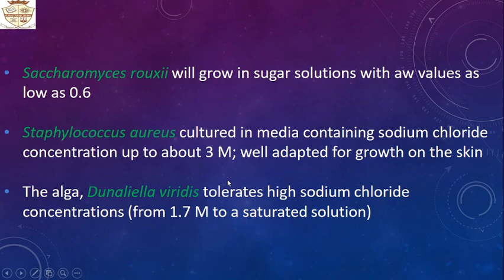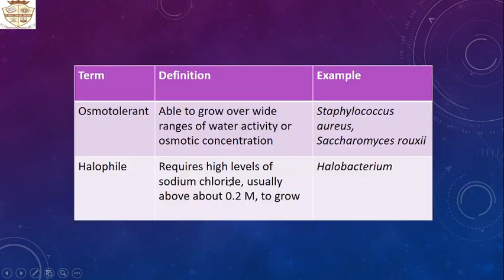Staphylococcus aureus can grow in media containing sodium chloride concentration up to 3 molar, that is high salt concentration. The algae Dunaliella viridis can tolerate high sodium chloride concentration from 1.7 molar to a saturated, higher values. So what we saw now, osmotolerant, that term means able to grow over wide ranges of water activity or osmotic concentration. Examples: Staphylococcus aureus, Saccharomyces rouxii.